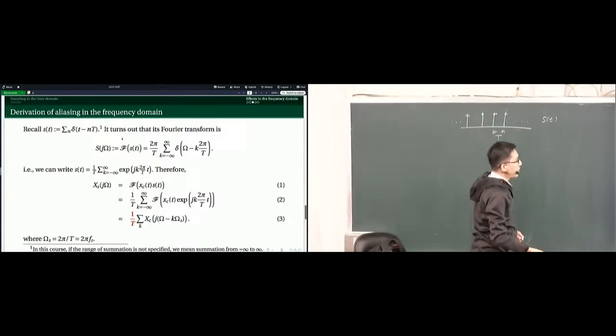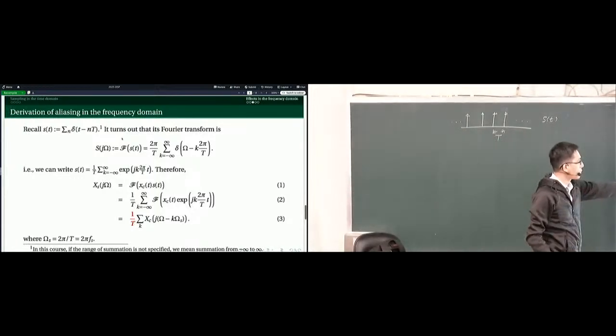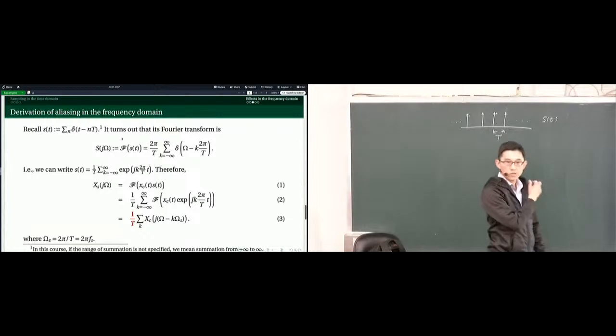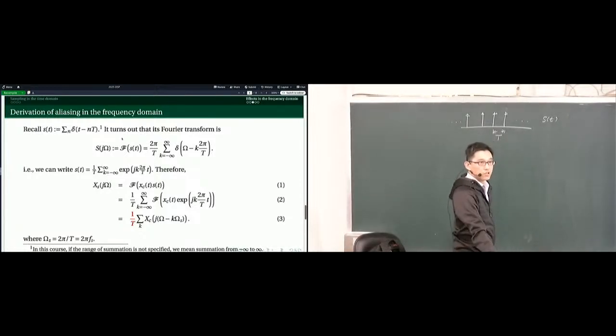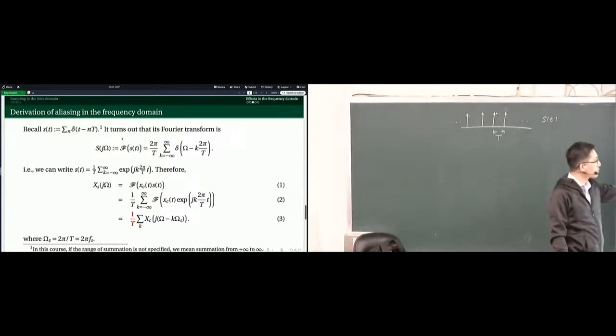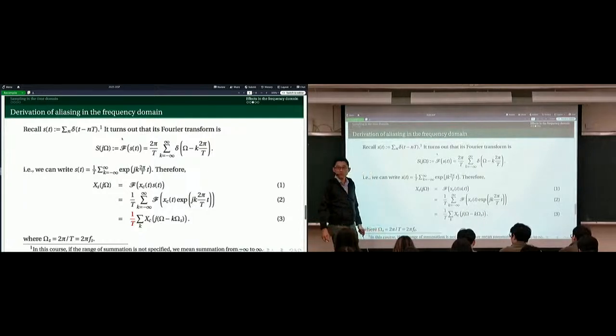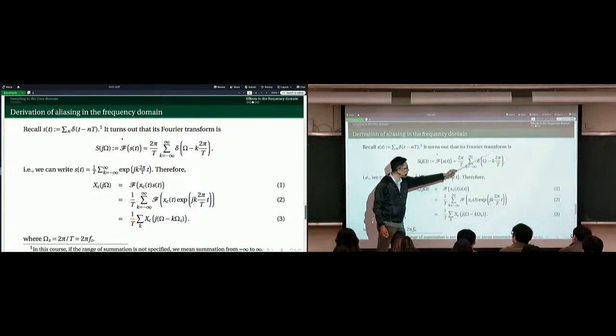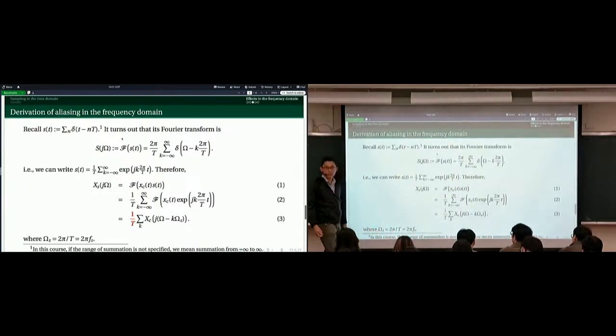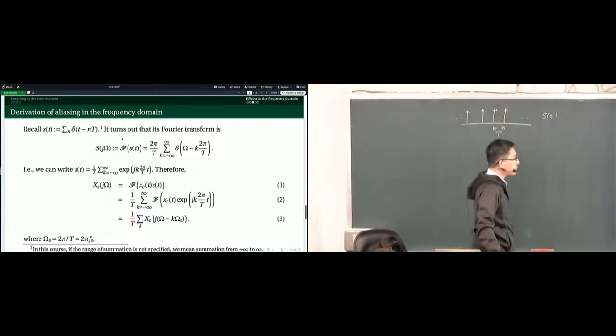We know that S of t preserves its shape after Fourier transform. The result in the frequency domain is a spectrum that still looks like a series of delta functions, spaced by 2 pi divided by T. That's the spacing in the frequency domain.